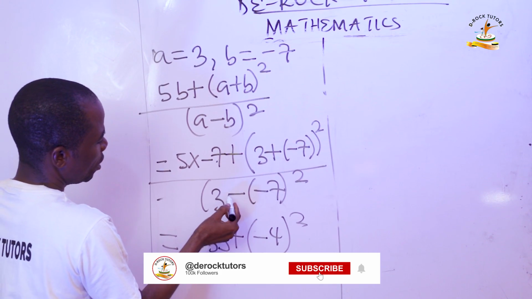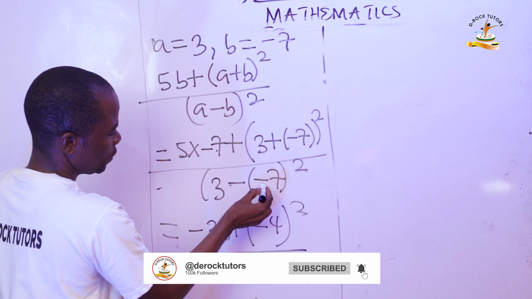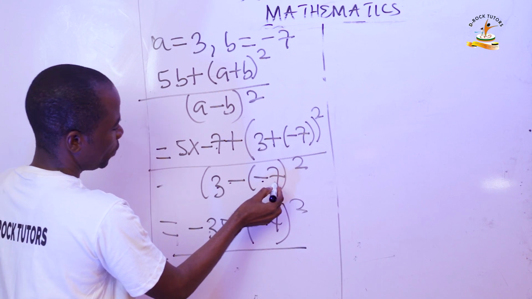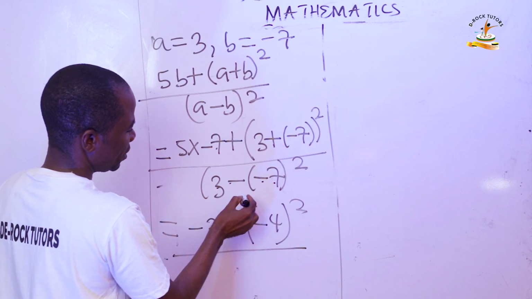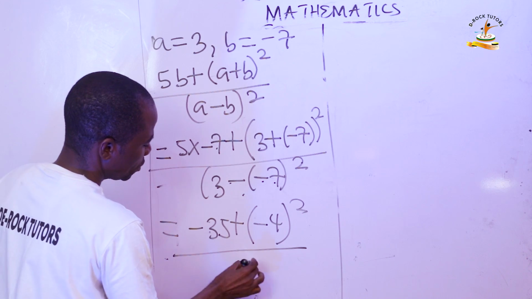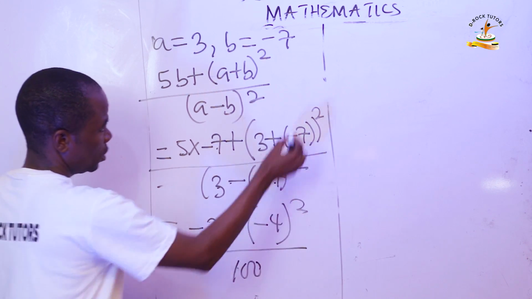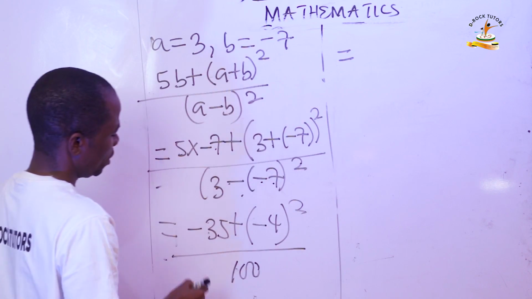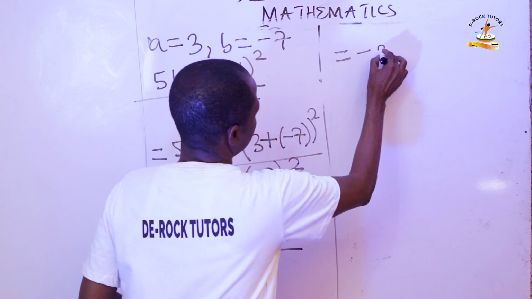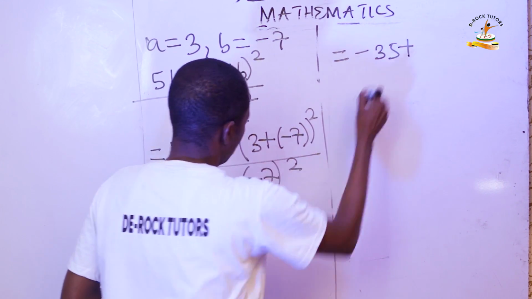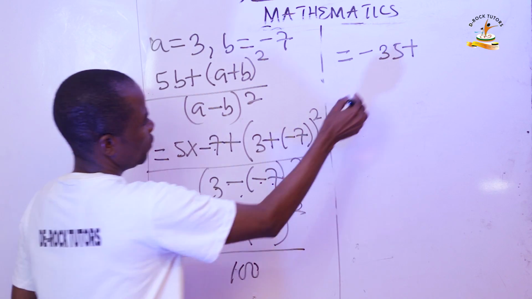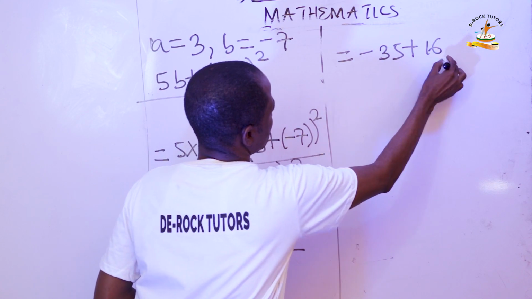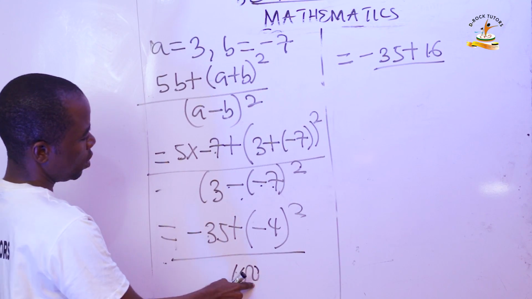Don't forget, please, all squared all over. Now here, minus times minus gives us plus. So 3 plus 7 gives us 10. 10 squared will give us 100. If you continue here, then we now have minus 35 plus minus 4 squared, which will give us positive 16 all over 100.